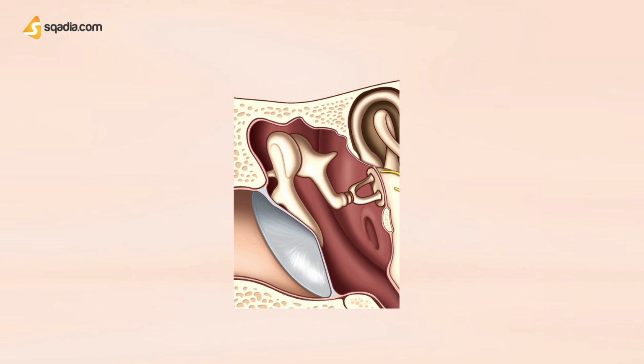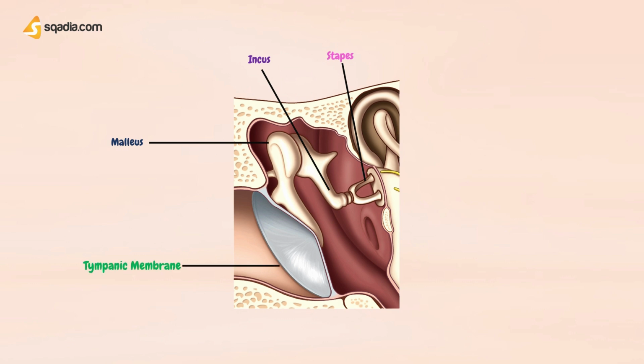Now, let's move into the detailed structure of the middle ear. The middle ear consists of these structures: auditory ossicles, which are the three smallest bones in the body, connect the eardrum to the inner ear. They are named for their shape: malleus or hammer, incus or anvil, and stapes or stirrup. The stapes fits within the oval window of the vestibule, which is where the inner ear begins.